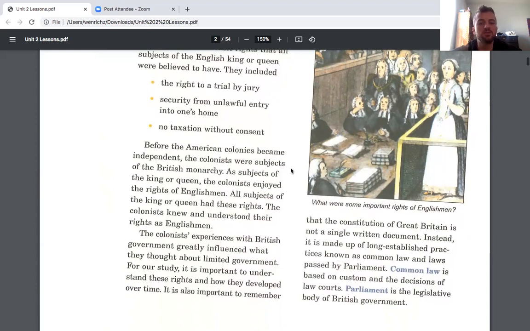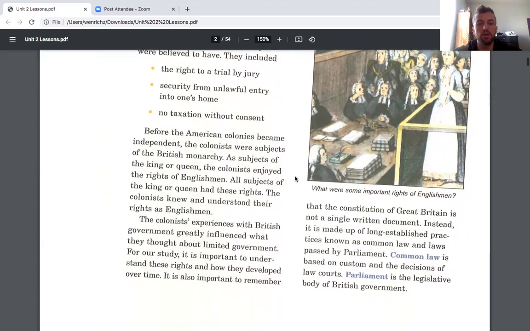The colonists' experiences with British government greatly influenced what they thought about limited government. For our study, it is important to understand these rights and how they developed over time. It is also important to remember that the Constitution of Great Britain is not a single written document. Instead, it is made up of long established practices known as common law and laws passed by Parliament.